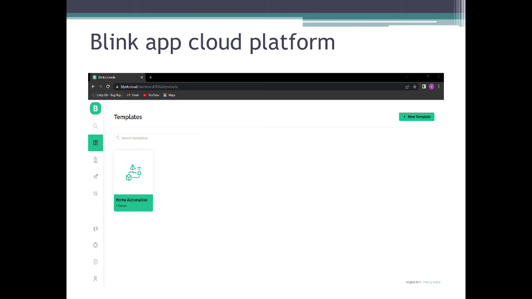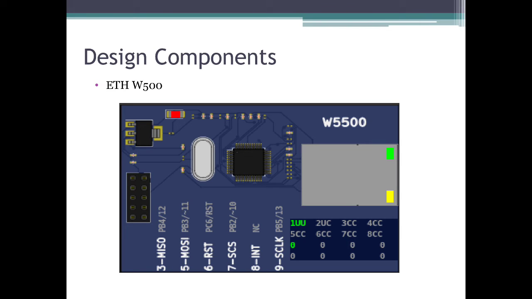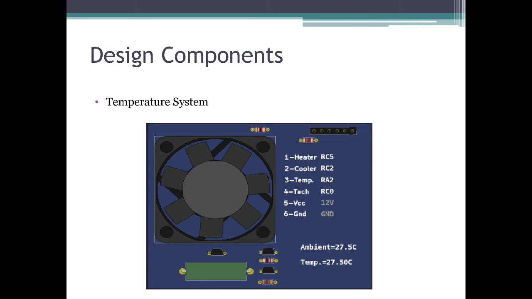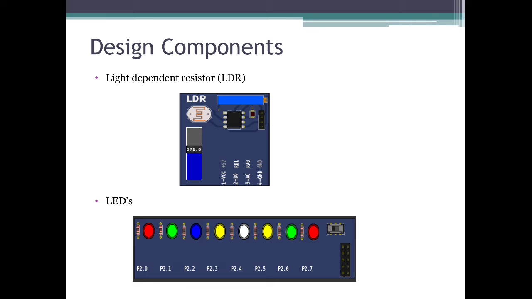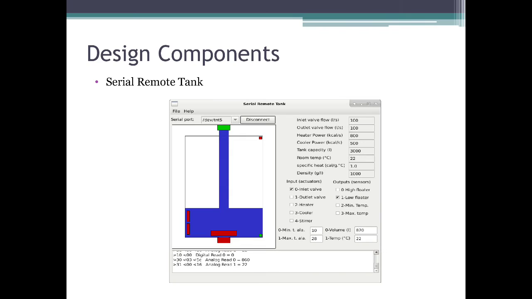This is the interface of the Blynk app cloud platform. The block diagrams of this project: this is the temperature control system and this is the water tank inlet and outlet valve control. Now the design components. This is the ETH-W5500. Next, the temperature system. And next, light dependent resistor and LEDs. Next, the LCD. This is the LCD HD44780, and the serial remote tank. It shows the water level of the tank.